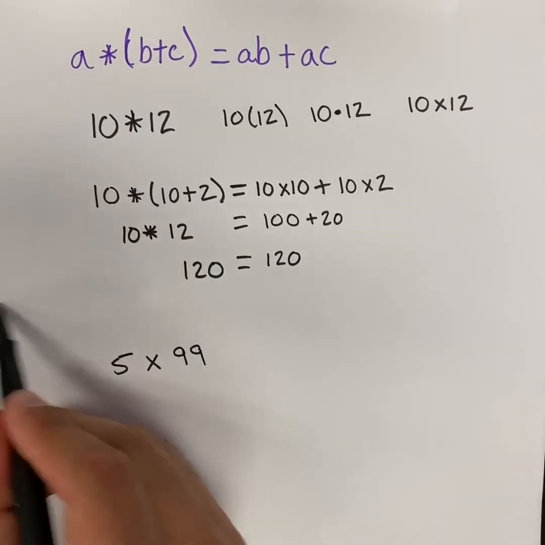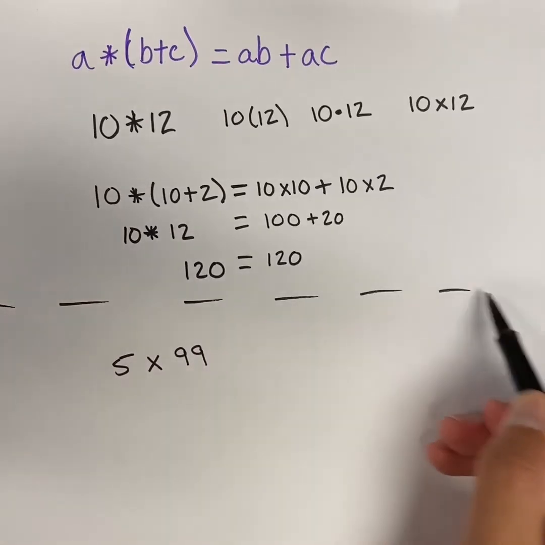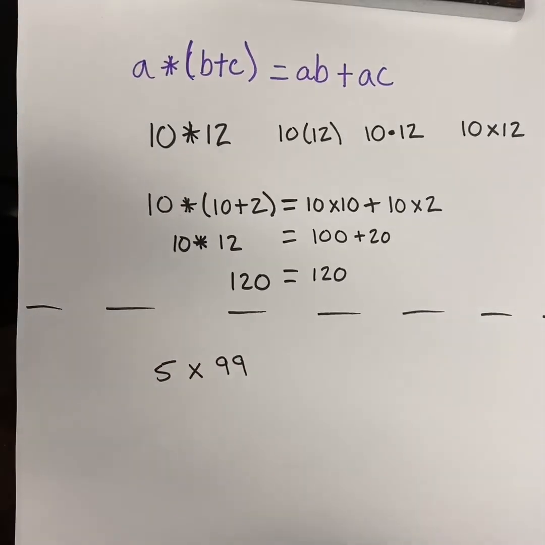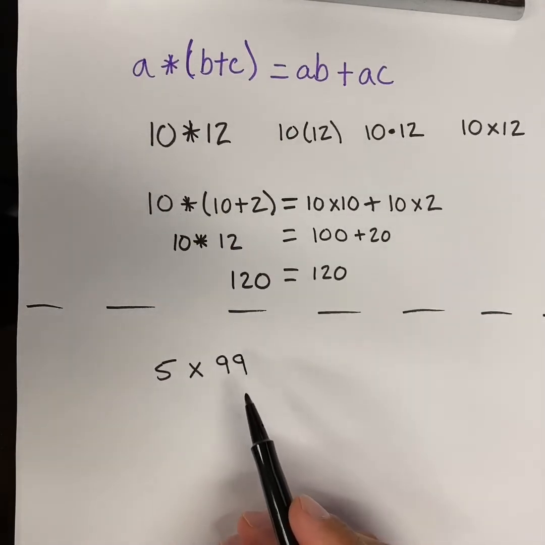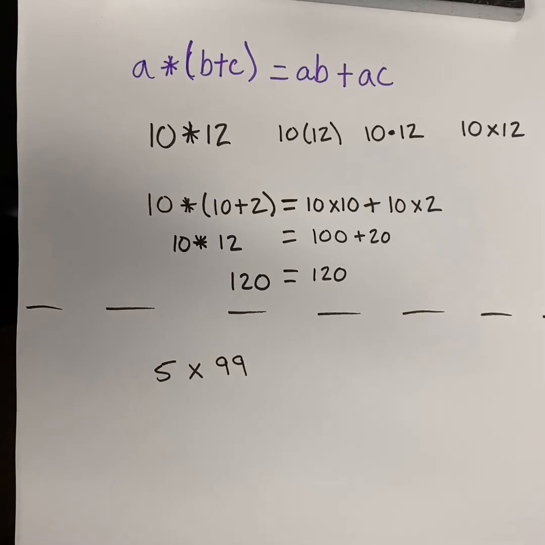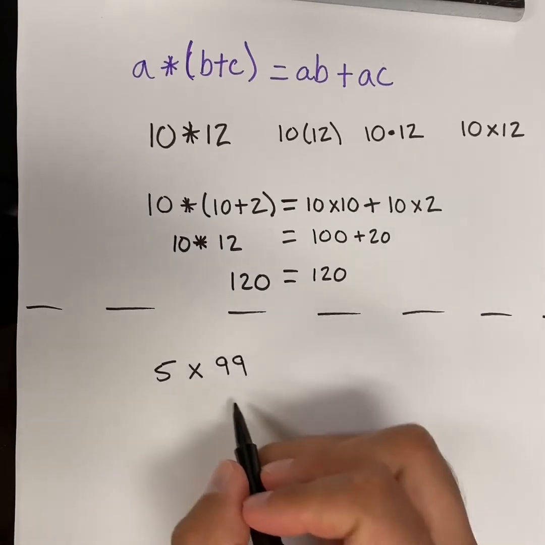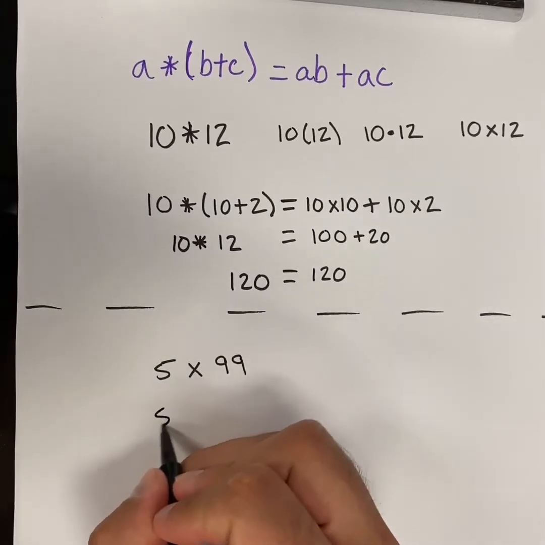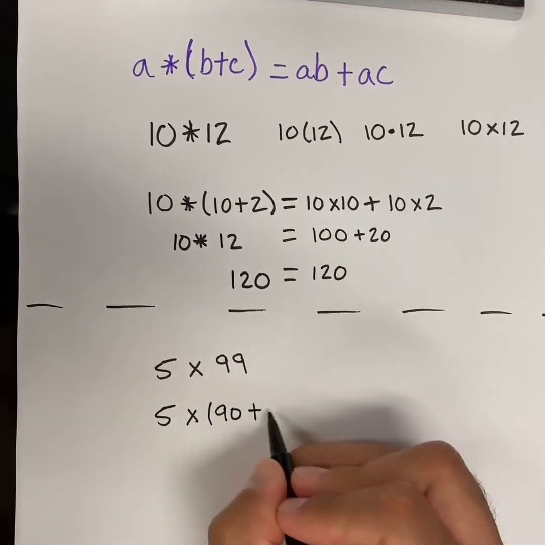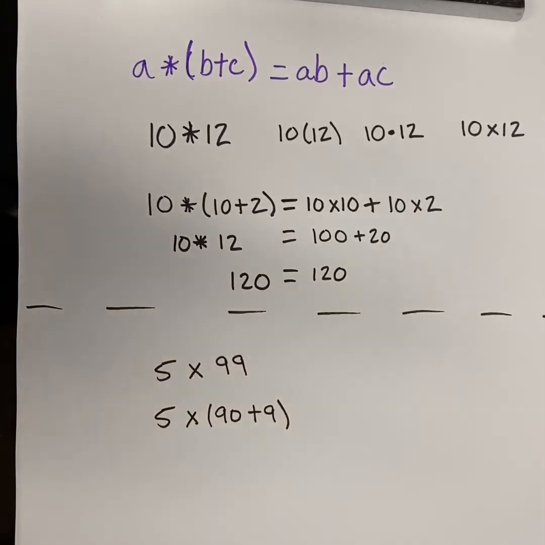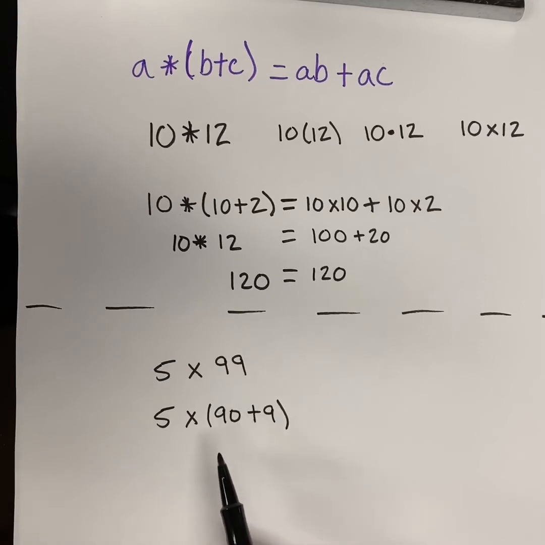All right, so here's our second problem that we're going to work through. The way that we could use the distributive property to simplify something like this, and this is a reason that you would use the distributive property, is we would break it down into parts that we would know already. So we can break this down into 5 times (90 plus 9). And this is really just going back to breaking it down to things that we know.